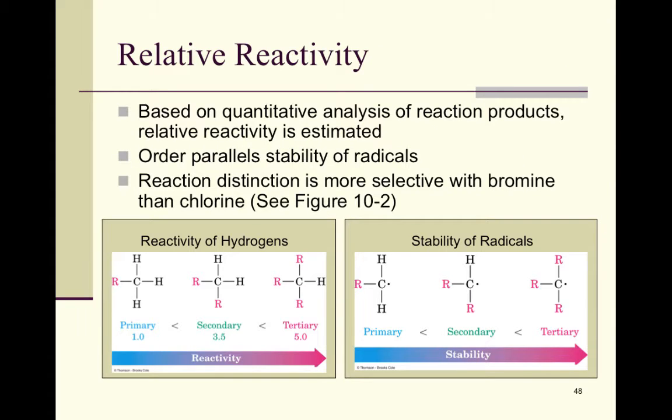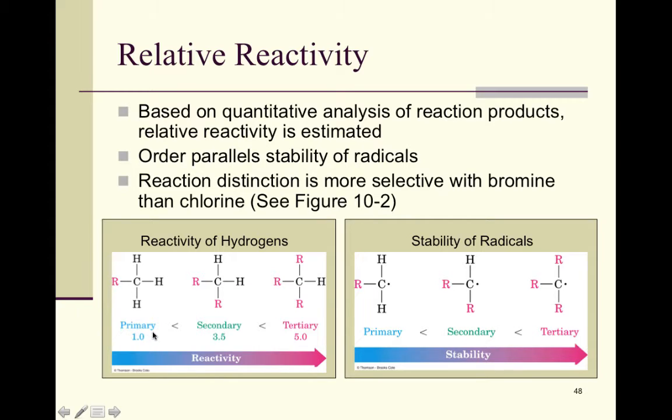Relative reactivity. Based on quantitative analysis of reaction products, the relative reactivity has been estimated. This order parallels the stability of radicals. Reaction distinction is more selective with bromine than chlorine. Reactivity of hydrogens: the most reactive hydrogen is when you have the most R groups. When you have 2 R groups, it's not as reactive, and primary is the least.